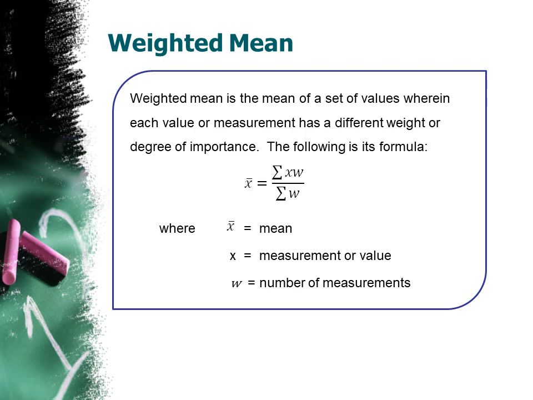So weighted mean is the mean of a set of values wherein each value or measurement has a different weight. So kaya tinawag siya na weighted mean kasi you are trying to consider that every set of your data or your data set has a different weight. So we will learn this one sa example na bibigay natin later.